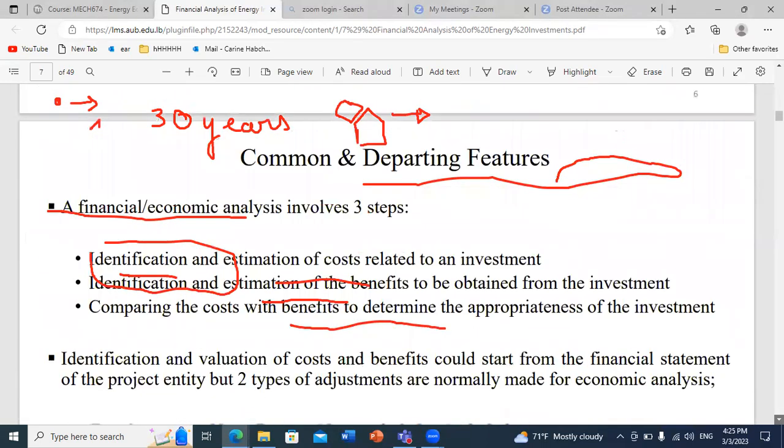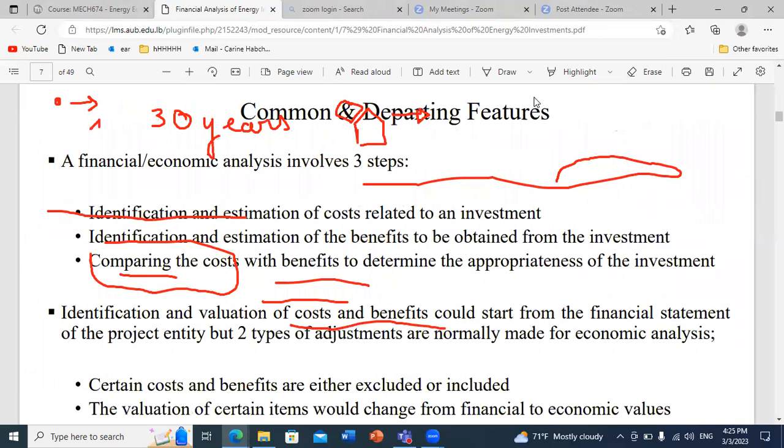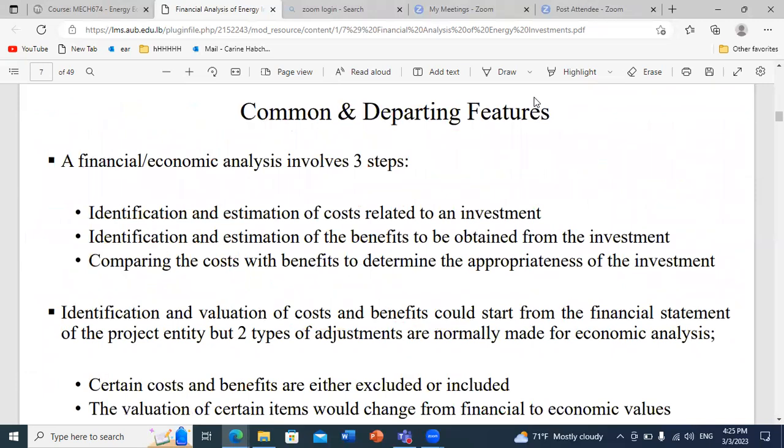Okay, so now we'll start to go more and more over the common and departing features of financial and economic analysis. So first, for both cases, you should go over mainly 3 steps. You should identify and estimate the costs related to the investment. You should identify and estimate the benefits to be obtained from the investment, and you should compare the costs with benefits to determine the appropriateness of the investment.